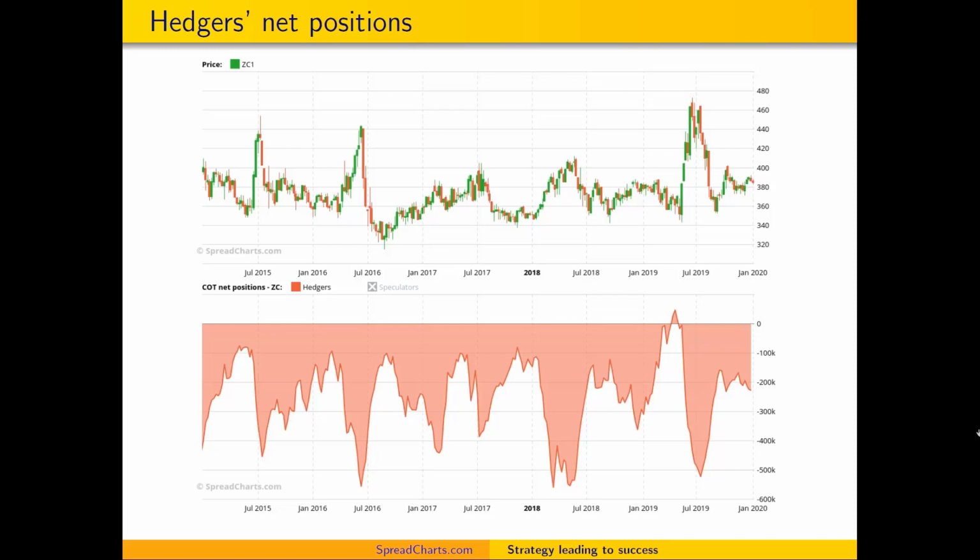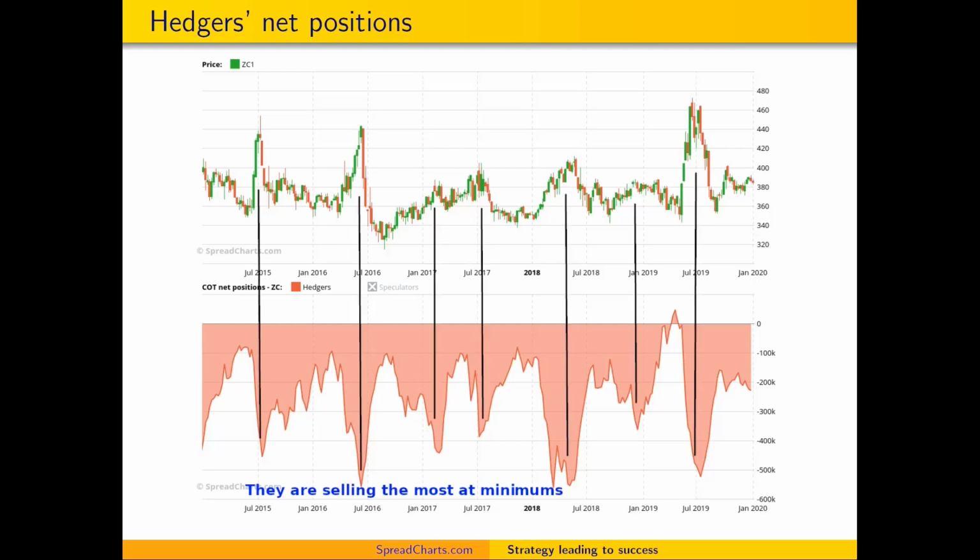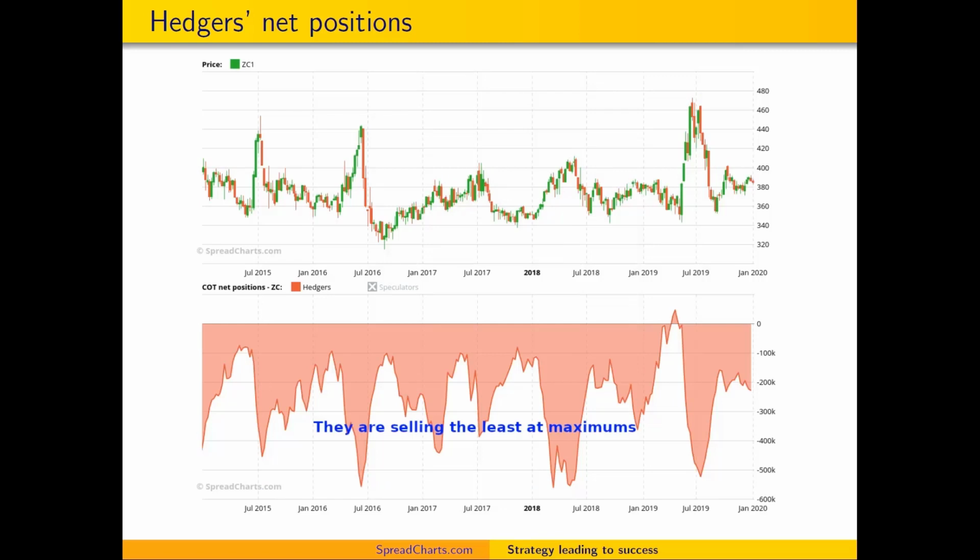But let's take a look at hedgers now. It is immediately clear it works in the opposite way here. They accumulate the largest amount of short positions when the price is at a local maximum. A downtrend in price usually follows soon after. On the contrary, net positions near the maximum usually mark an intermediate term bottom in price.